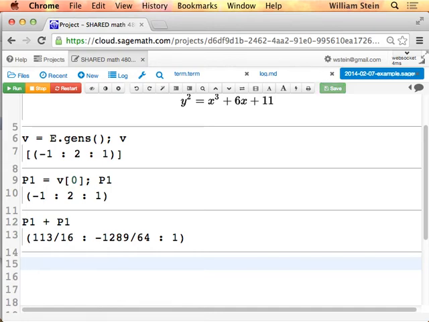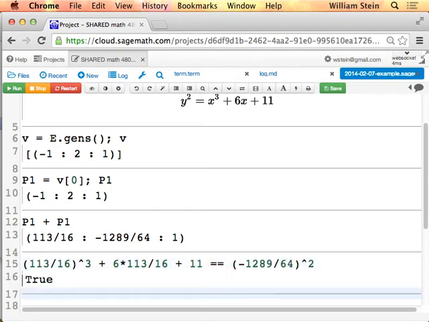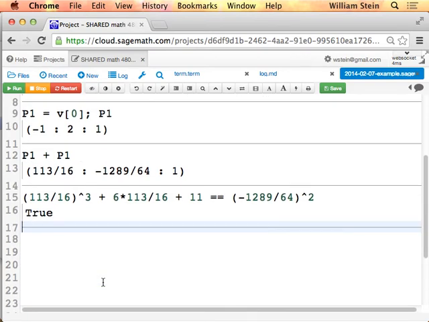Okay, and there it is, another point, which is supposed to satisfy the equation. Let's check to see if it does. So 113 over 16 cubed plus 6 times 113 over 16 plus 11. Is that or is that not equal to -1289 over 64 squared? Please, please. Yes. So as you can see, we've found a rational point.